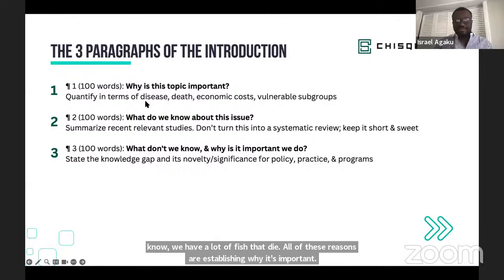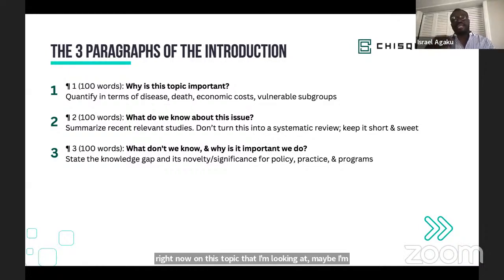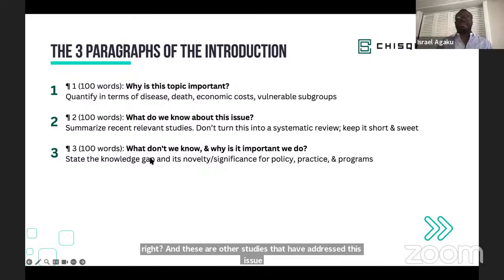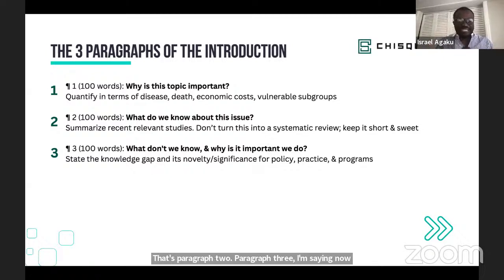Now, on this topic that I'm looking at, maybe I'm looking at smoking cessation counseling. So what have other studies looked at on this issue? This person said this, addressed the issue of smoking cessation in the context of ABC, right? And these are other studies that have addressed this issue. That's paragraph 2. In paragraph 3, I'm saying now that while some work has been done on this, there is still a gap. Here is what we still do not know, right? You have to be explicit. Here is what we still don't know.